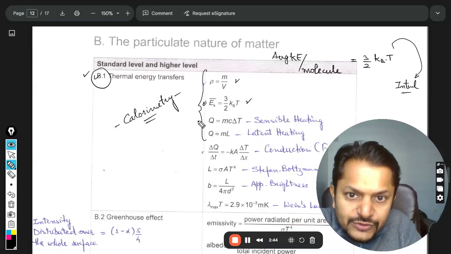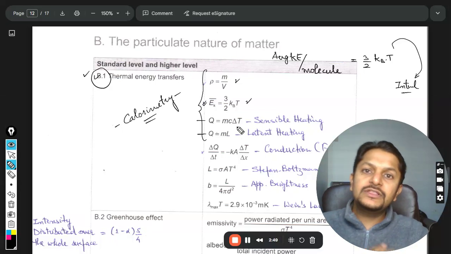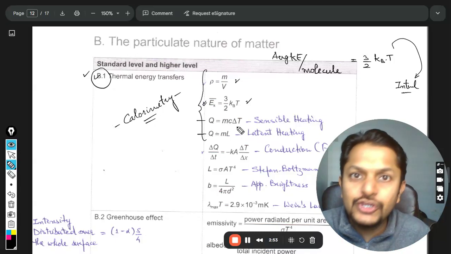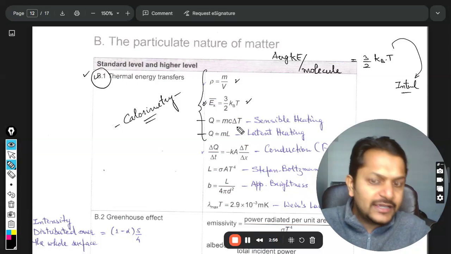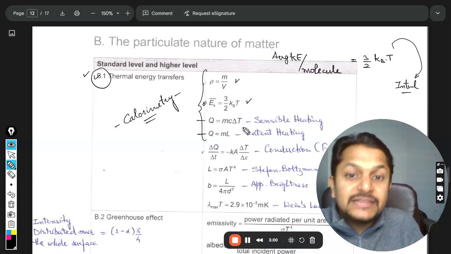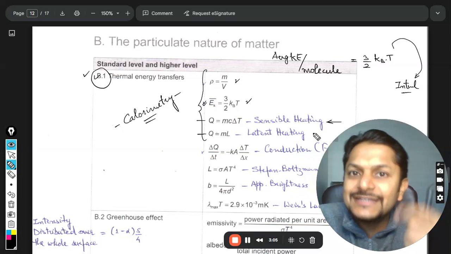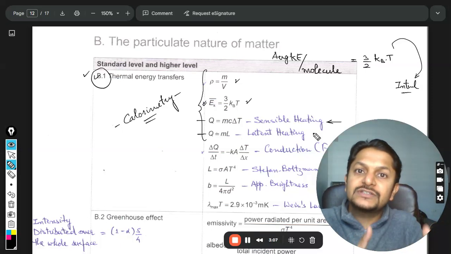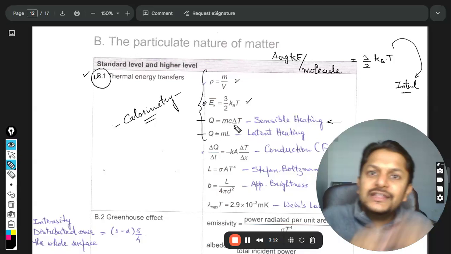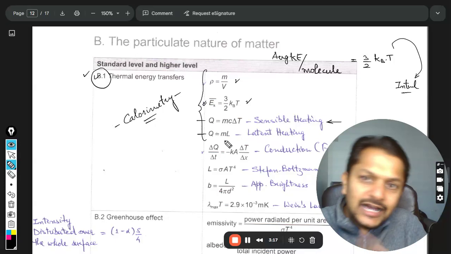So there are two types of heats. One is Q = mcΔT. Now, this heat has a name, but that name is not used in your syllabus as of now. I have not seen your teachers using this terminology, and neither your books. But this heat is called sensible heating. Sensible heating means that it makes sense that when you give heat to a substance, the temperature is increasing, or when you take away the heat, the temperature will be falling. That makes sense. But this is a different kind of heat.